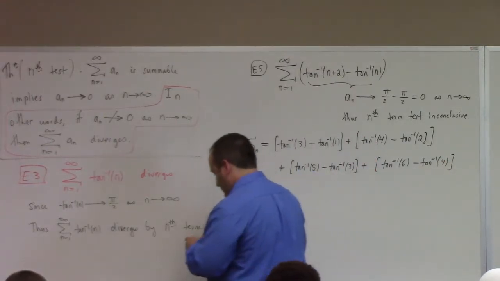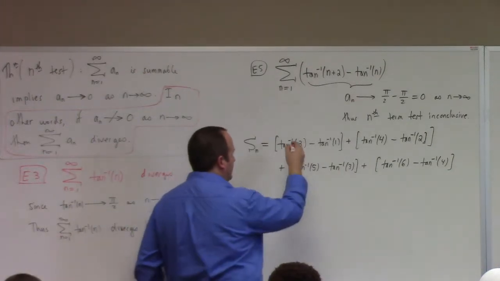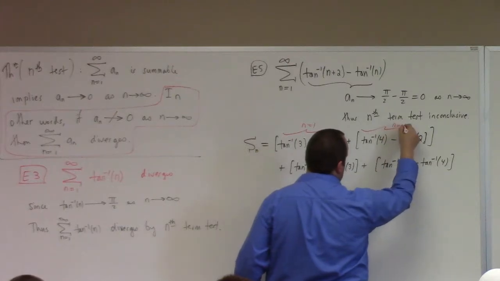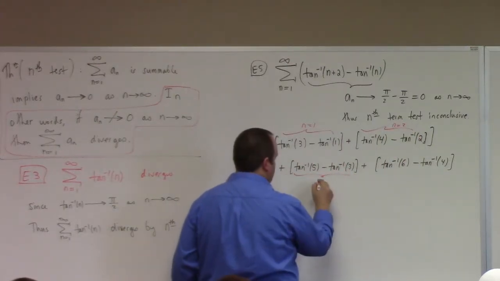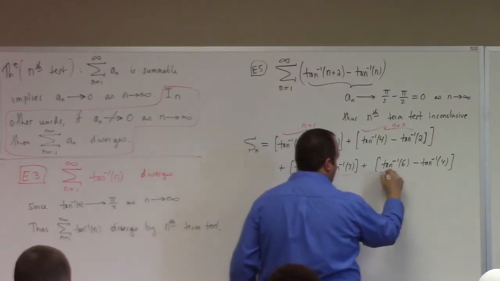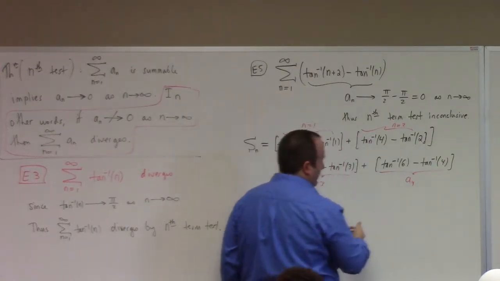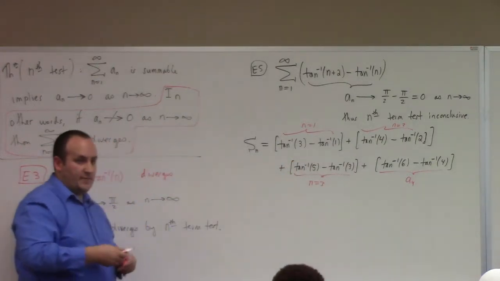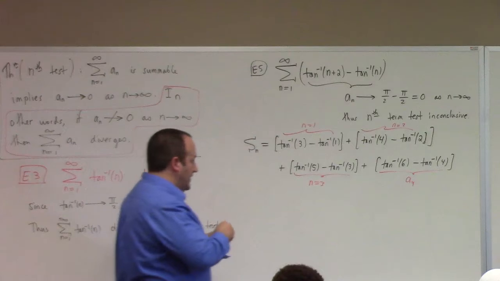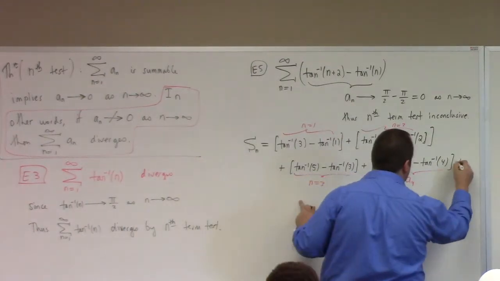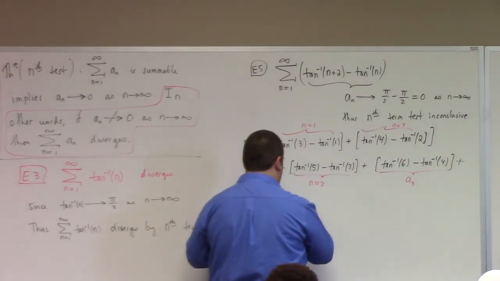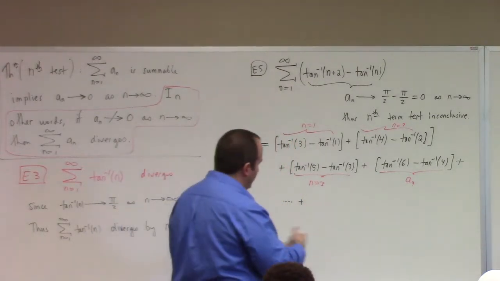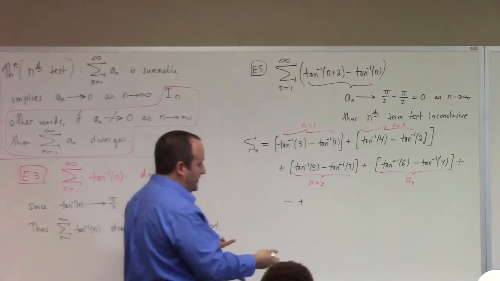All right, let me just try to make sure we understand what I'm doing. This is n equals 1. This is n equals 2, right? This is n equals 3. This is, technically, A4, right? That's A1, that's A2, this is A3, that's A4, all right? I'm just writing them down. And then we keep going. And eventually we get to the last couple terms in the partial sum.